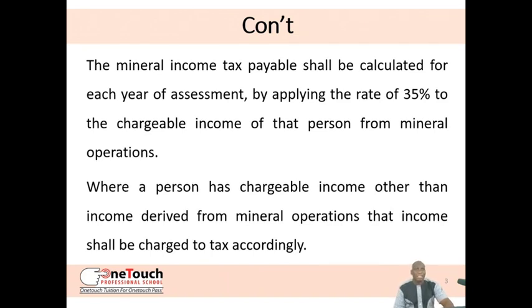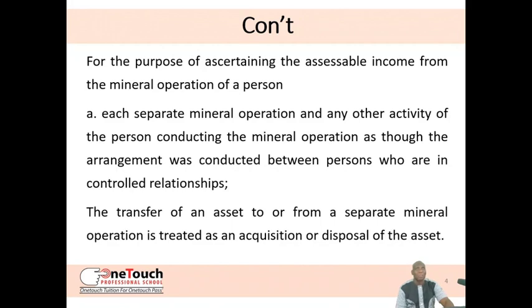Okay? So where a person has a chargeable income other than income derived from the mineral operation, that income shall be charged to tax accordingly. For the purpose of ascertaining the assessable income from the mineral operations of a person, again, each separate mineral operation and any other activity of the person conducting the mineral operation shall be treated as though the arrangement was conducted between persons who are in controlled relationships.